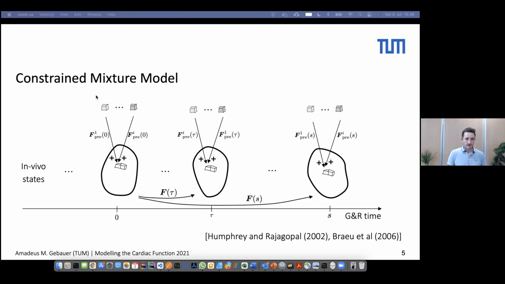All constituents and all mass increments form a constrained mixture. So we assume that they undergo the same elastic deformation over time. One disadvantage of this model is that we have to track all reference configurations of these mass increments, and over time there are getting more and more, and the computational complexity rises and rises.